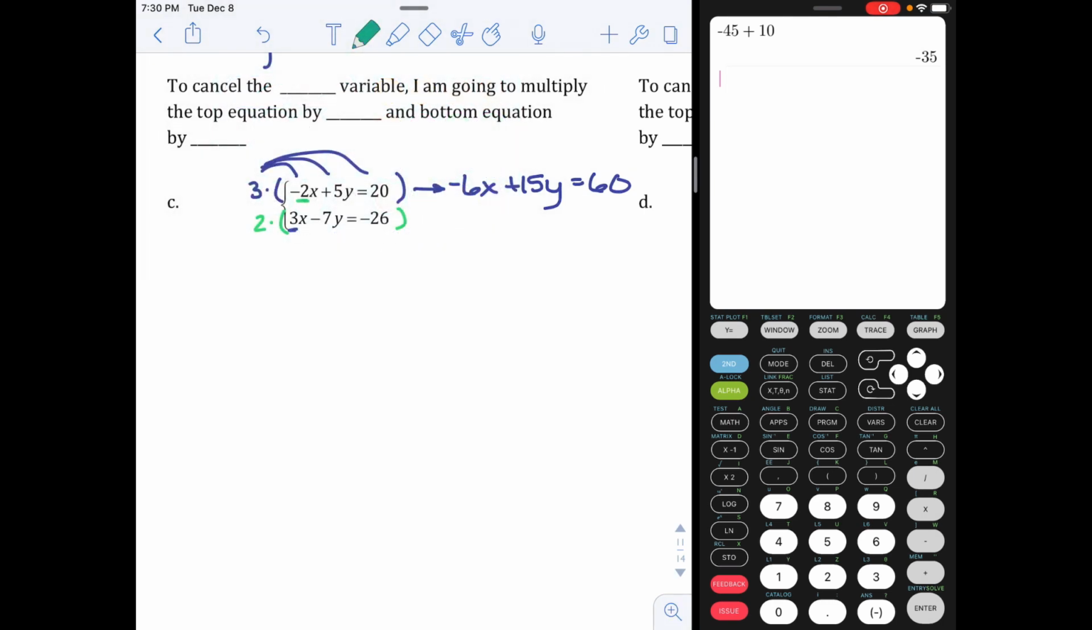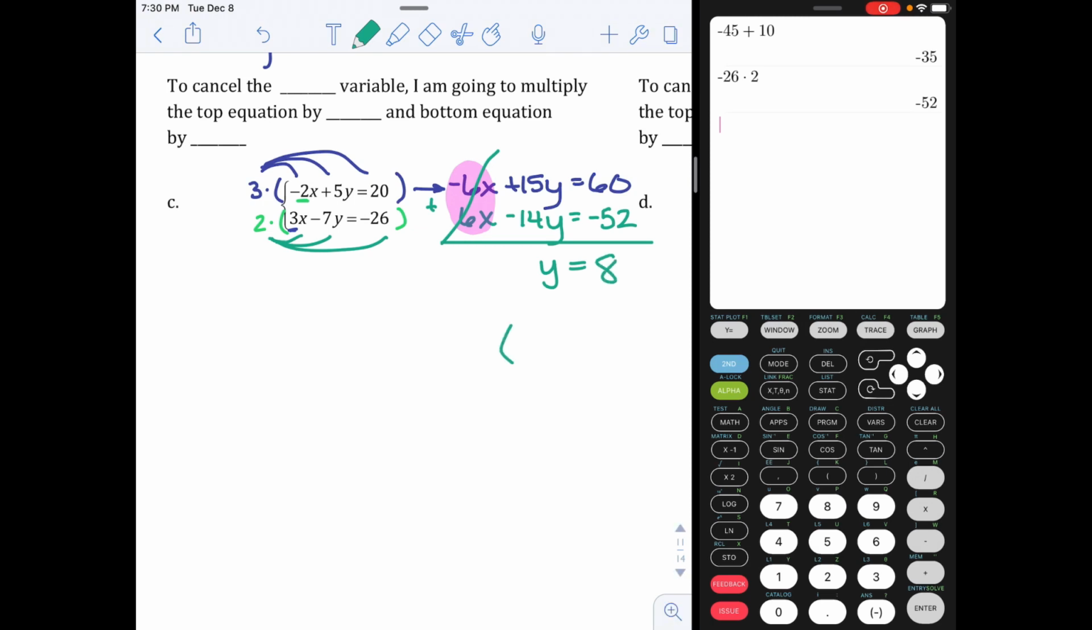Now let's get the green one. We get a 6x, negative 14y. Let's double check that one. Negative 26 times 2, negative 52. And now I like that my x's lined up, same number, opposite signs. Perfect, that's what I'm looking for. So let's add down. We know our x's are going to cancel. 15 plus a negative 14, that's just a 1y. 60 minus 52, that is an 8.